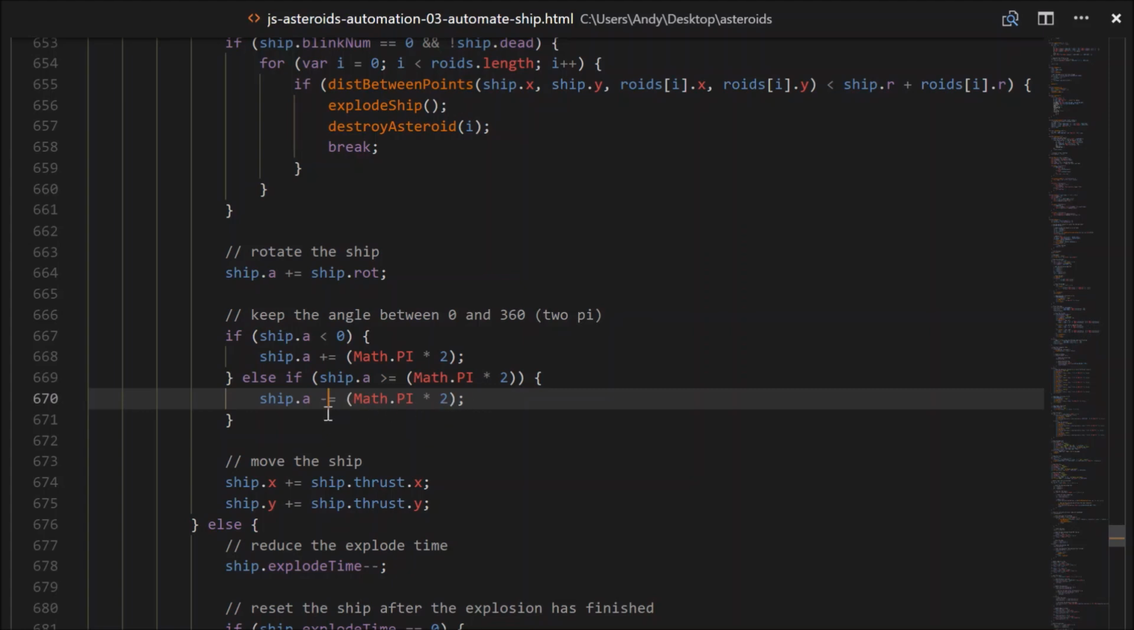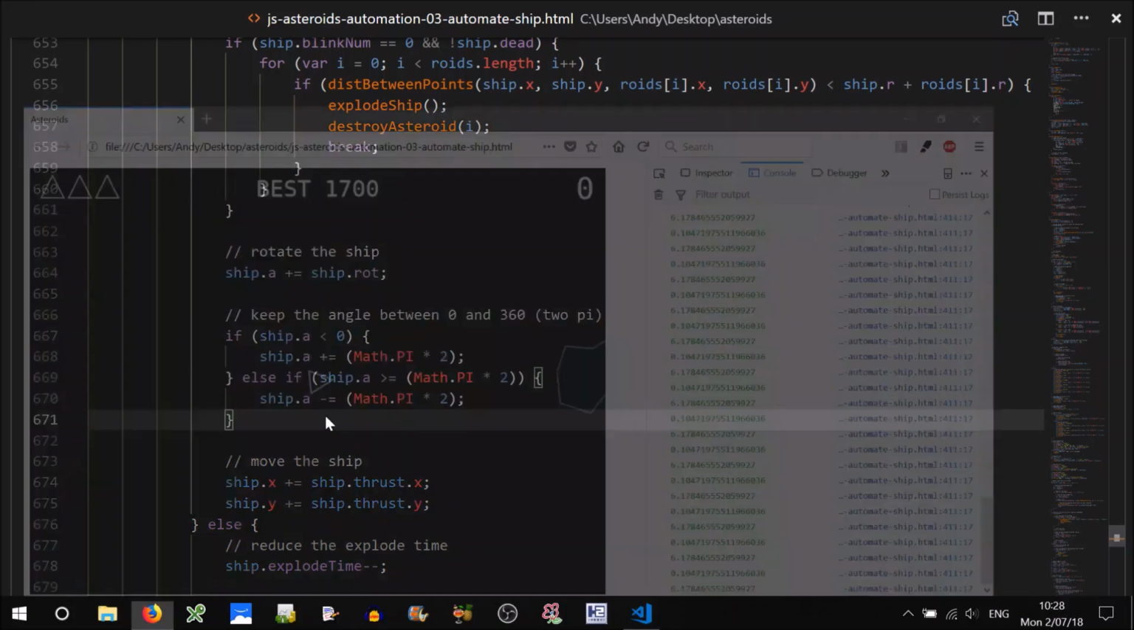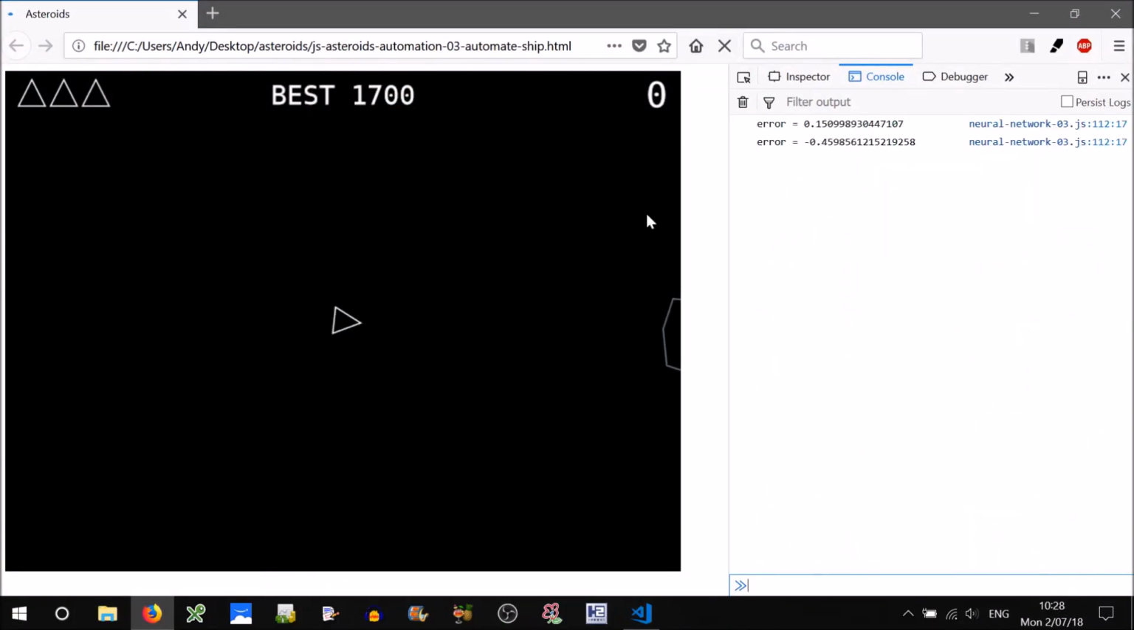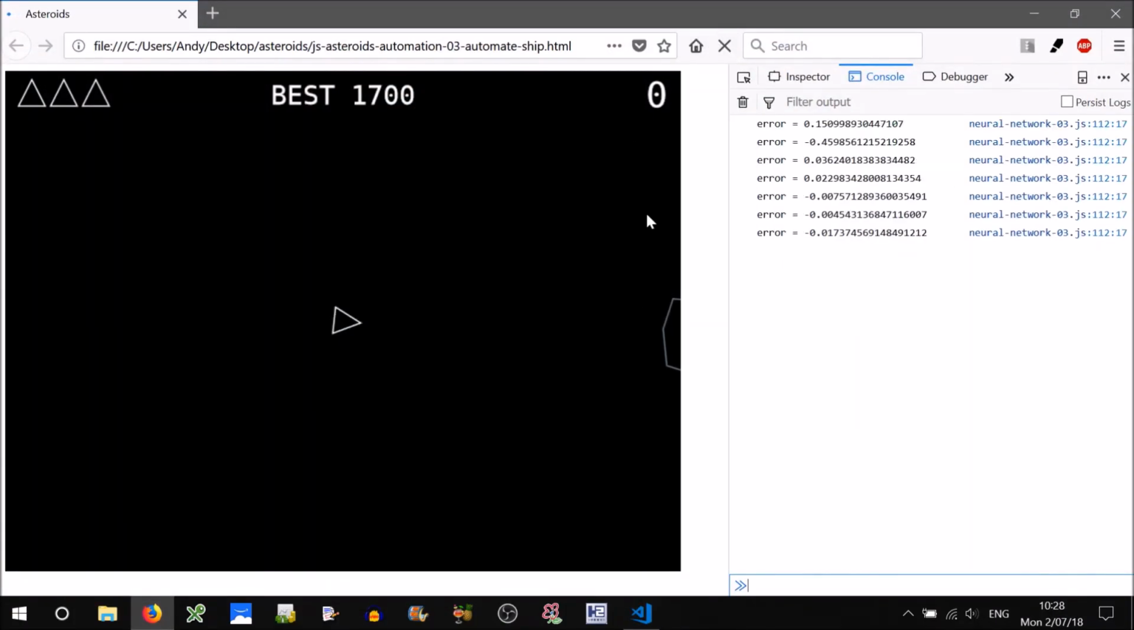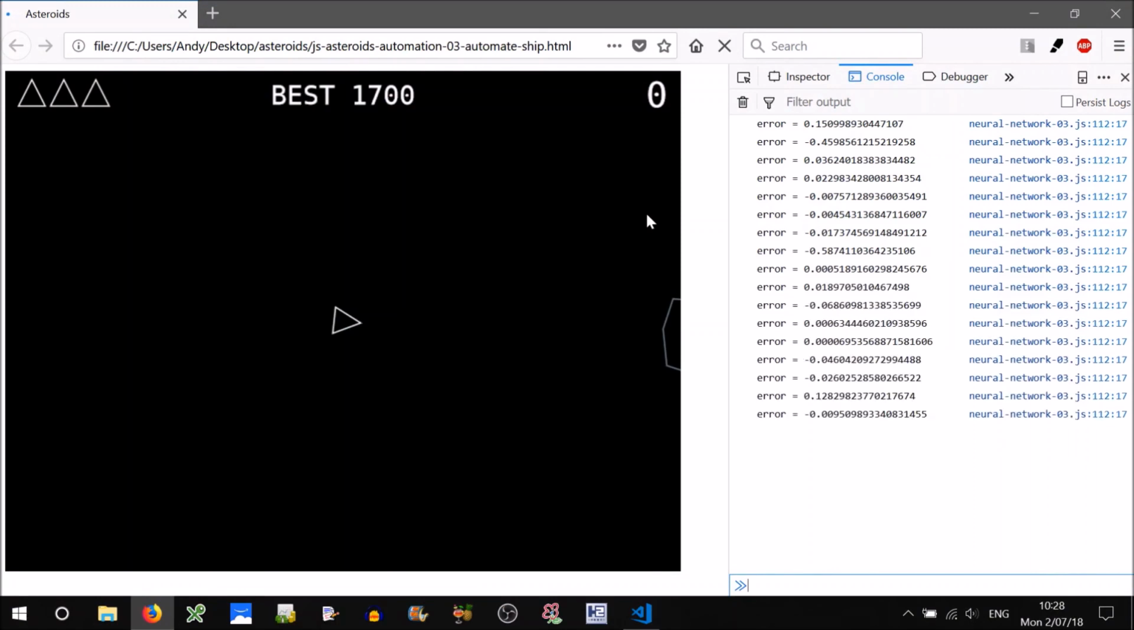Minus equals that, and that should do it. Let's give that a go. Let's load it up. Loading the training data. So the training data looks pretty good. It should be working quite well.